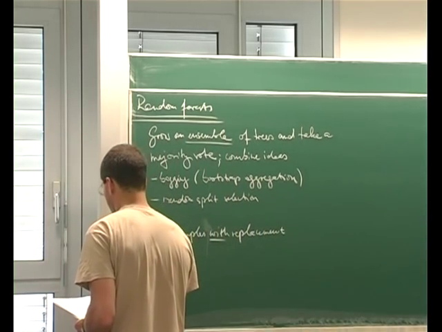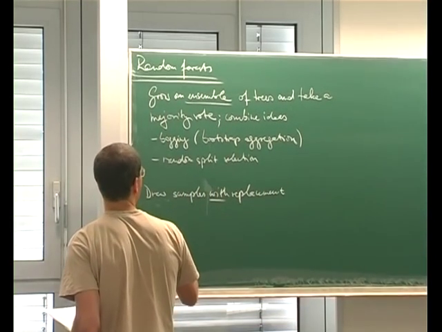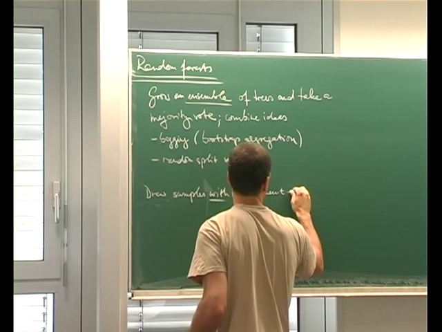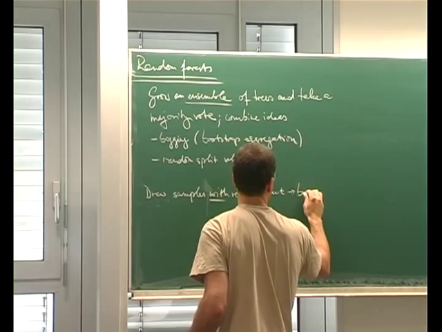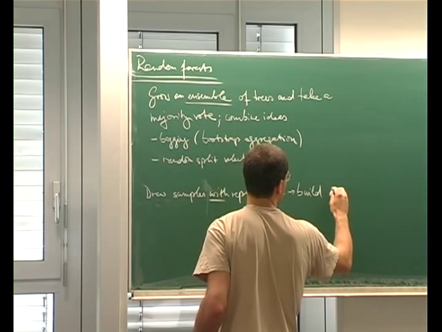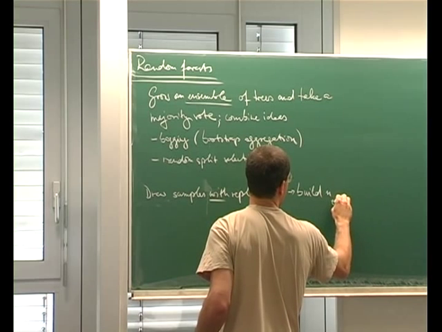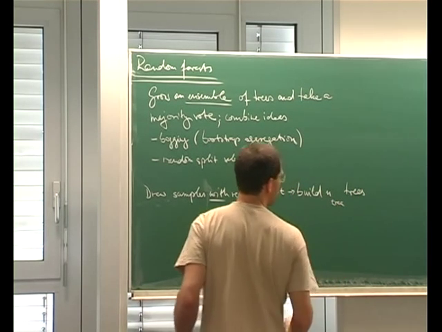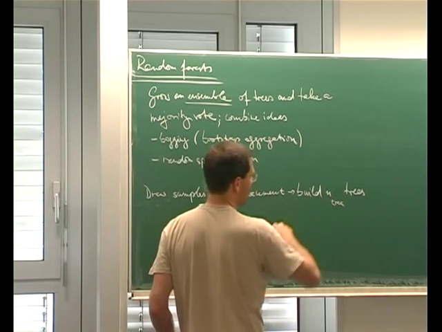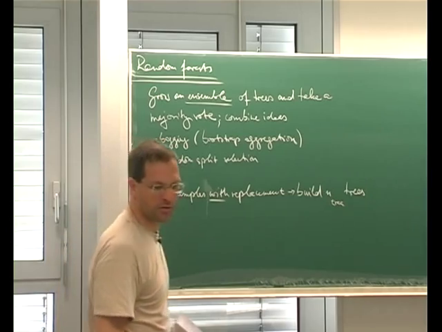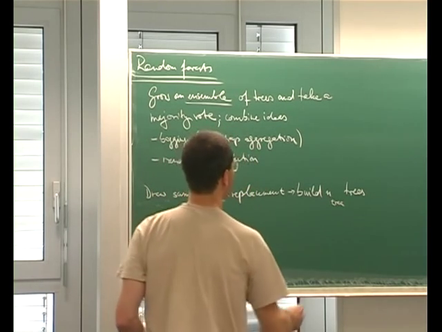Secondly, so you build a total of ntree trees. Don't blame me, this is the way Breiman called it. So the number of trees, this is the first parameter.